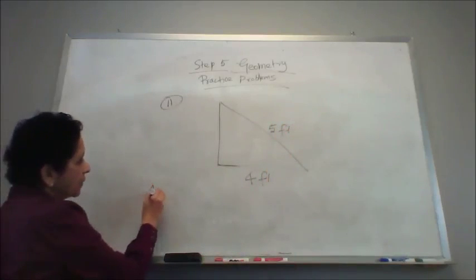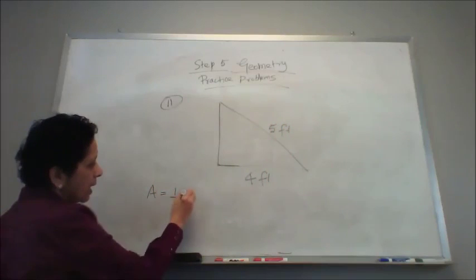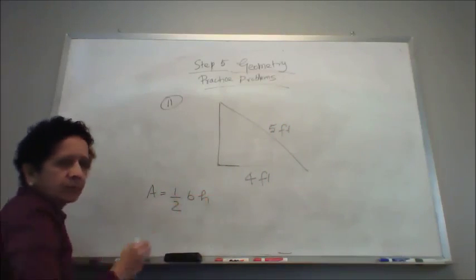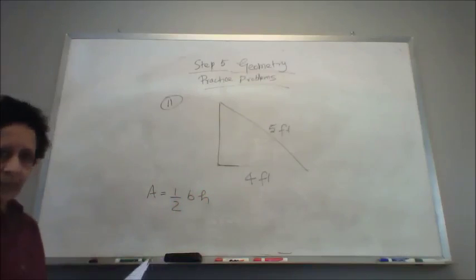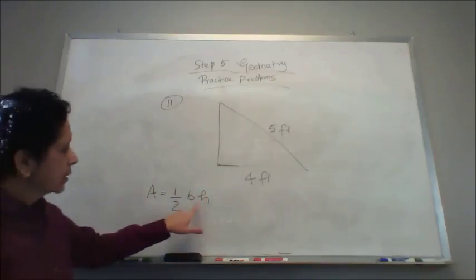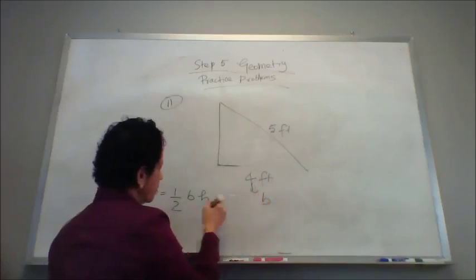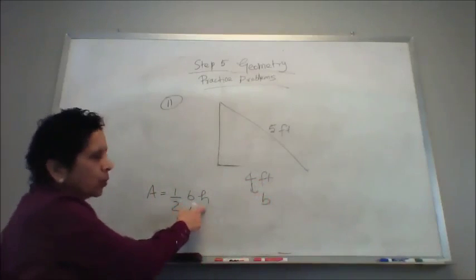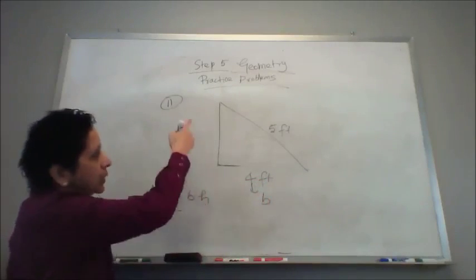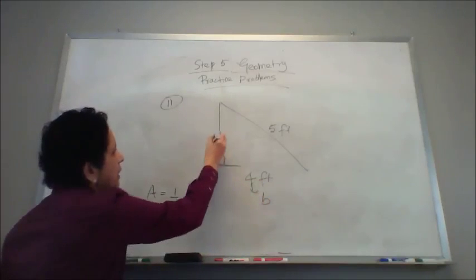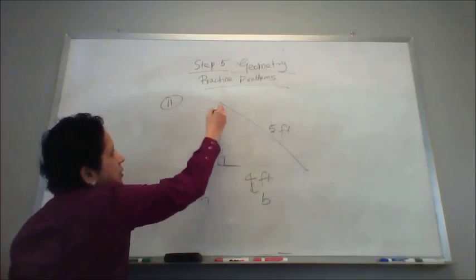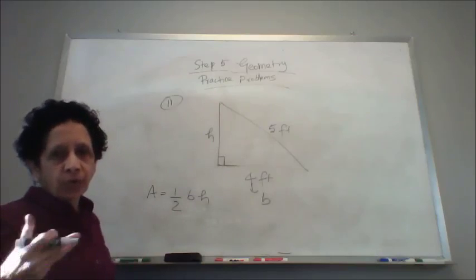So the area of the triangle, you know that is 1/2 base times the height, right? So that's the formula for the triangle. So you know the base B, but you don't know what h is, right? So you need to know the height. So this is the height, h. You don't know what that is, so you need to figure it out.